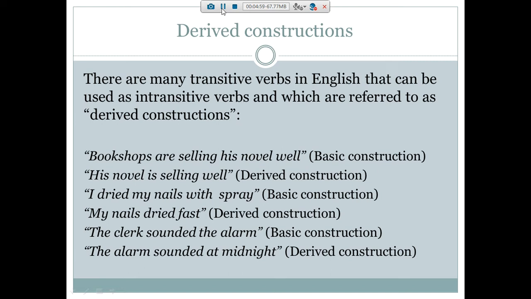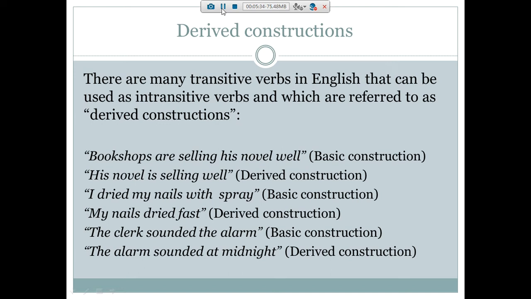For example, bookshops are selling his novel well, and his novel is selling well. His novel is selling well is a derived construction. We can see that the verb sell in this case is used intransitively. It is followed by an adverbial, the adverbial well. In its basic use, sell is a transitive verb, and the novel, his novel, the patient, is in object position.